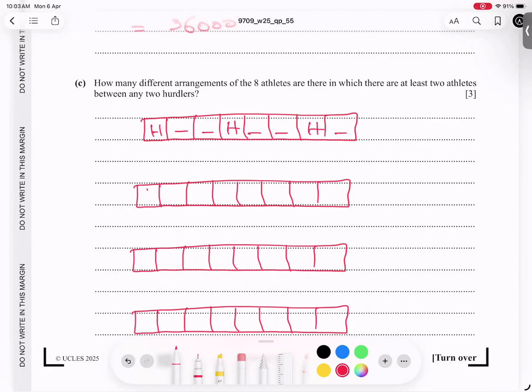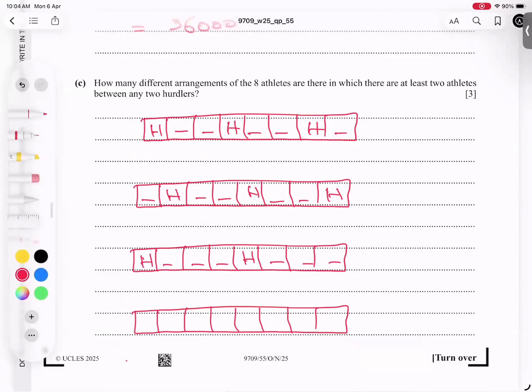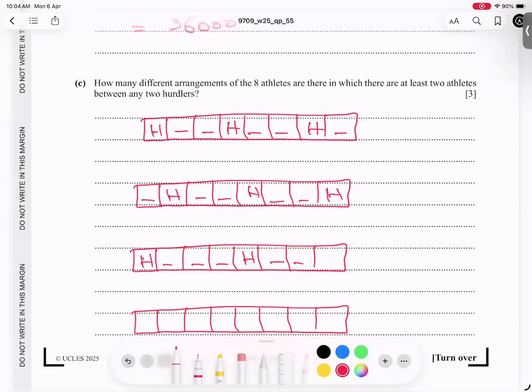Second option, if it happens like this, full block: 1 hurdler here, then 2 here and a hurdler, and 2 here and a hurdler. So this is one option. And the third option, if we take 3 here, so 1, 2, 3, hurdler, here I can't take 3 now, so I am bound to take 2 here. So we have one more option. Basically we have 4 options: 2 and 2, 2 and 2, 3 and 2, and 2 and 3.